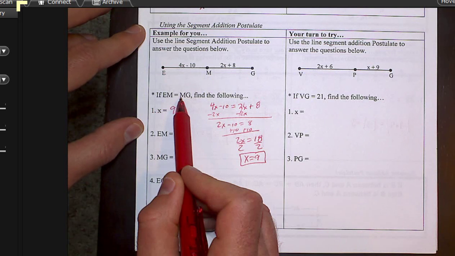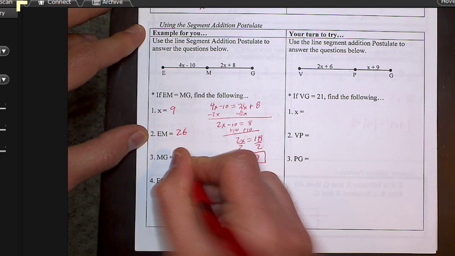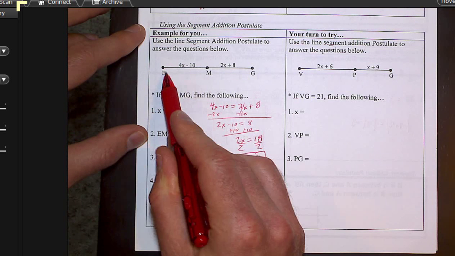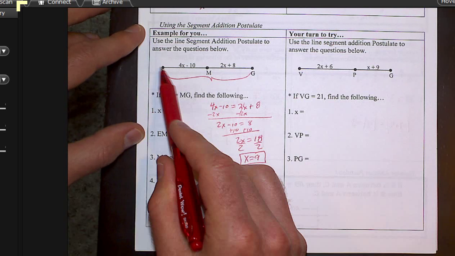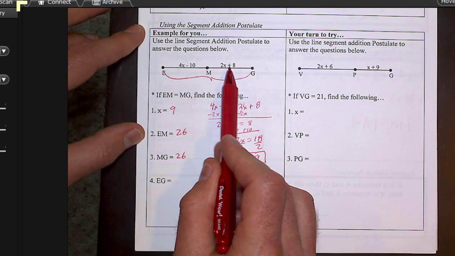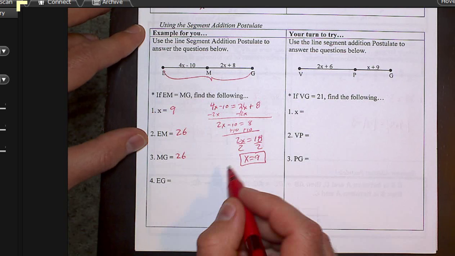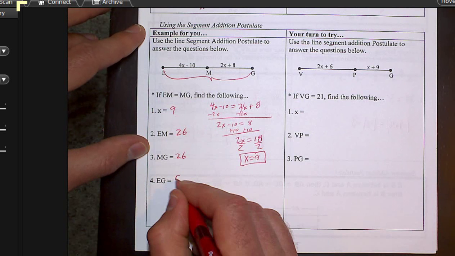So that's 26. Last one, number 4, EG, which is the entire segment length. So they want to know that whole distance from E all the way to G. If both of these segments are 26, we just add 26 plus 26, which gives us 52.